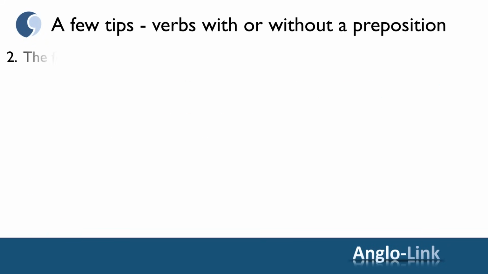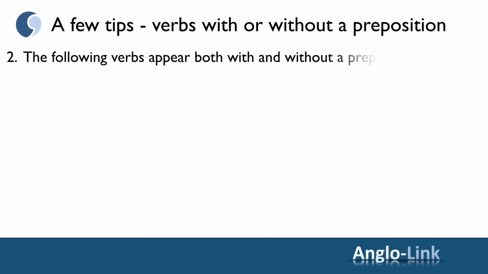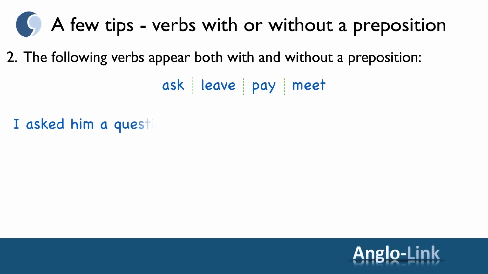Okay, let's look at some other verbs. The following verbs appear both with and without a preposition. Ask, leave, pay, and meet. Let's look at how that works. For example, with ask, I asked him a question. Not I asked a question to him. I asked him a question. But I asked him for help.